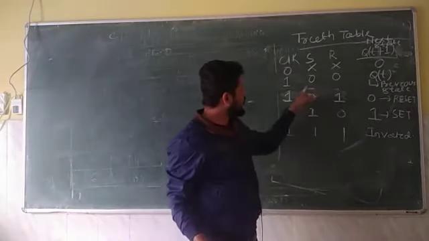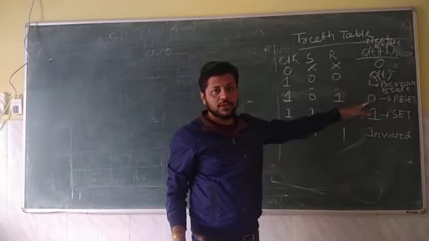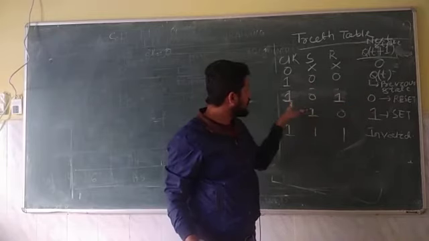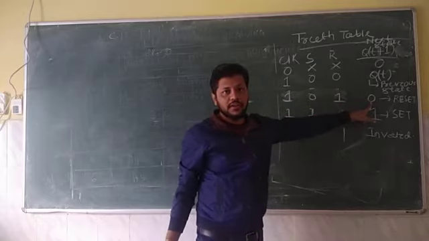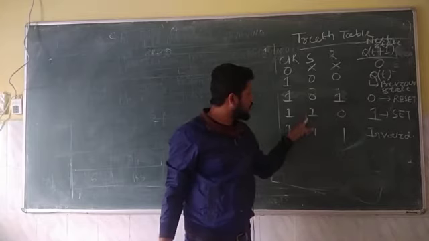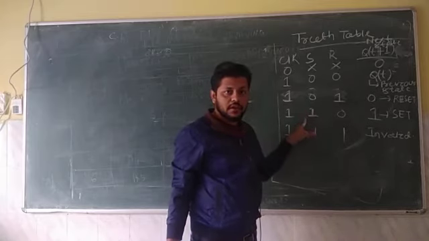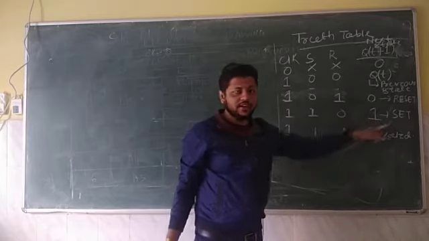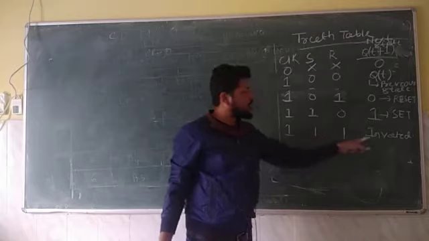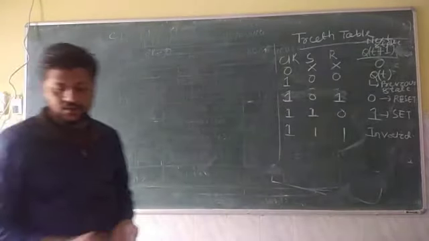So remember student, when S is equal to 0, R is equal to 0, Qt plus 1 becomes Qt, that is previous state. When S is equal to 0, R is equal to 1, Qt plus 1 is equal to 0, that is reset. When S is equal to 1, R is equal to 0, your output becomes 1, that is set. When S is equal to 1, R is equal to 1, your output becomes invalid. Now we will draw a characteristics table.